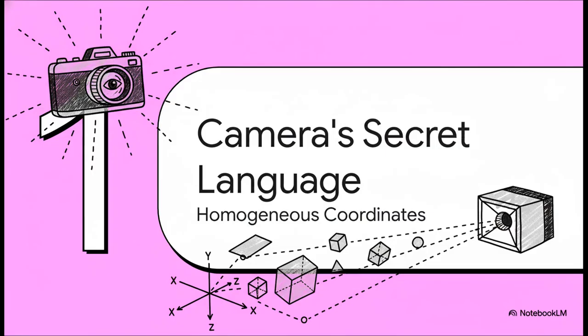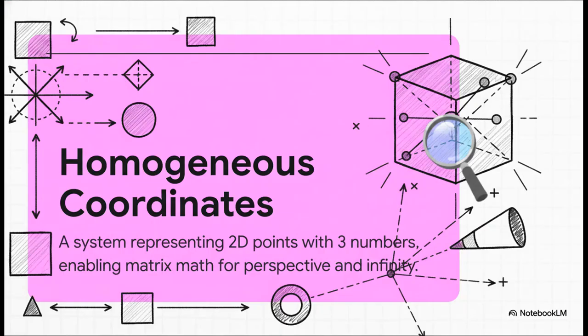To really get this, we've got to learn the camera's secret language. It's a system called homogeneous coordinates. Now, this is the key that lets a computer handle tricky things like perspective and even the concept of infinity, all with some pretty simple math. So what are they? Well, in a nutshell, we take a regular 2D point, with an x and a y, and we just add a third number to it. It sounds simple, but this little addition is a total game changer. It unlocks this amazing ability to do really complex geometric stuff, like perspective, with simple matrix multiplication.